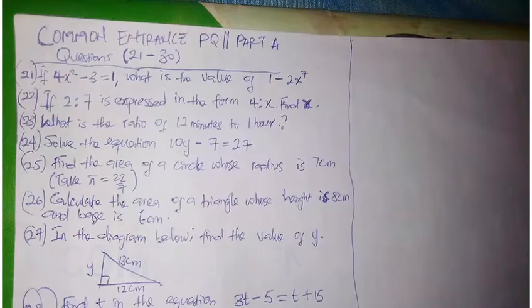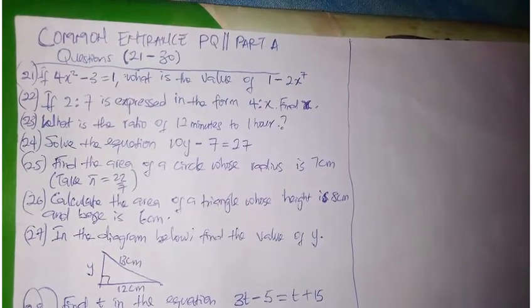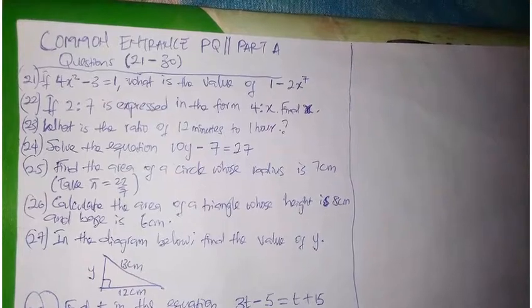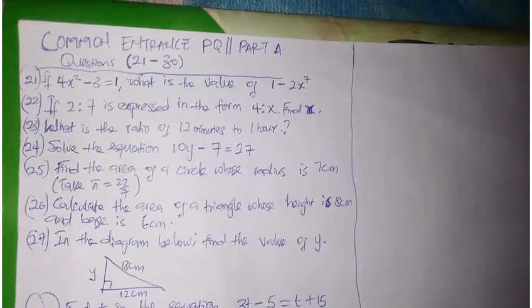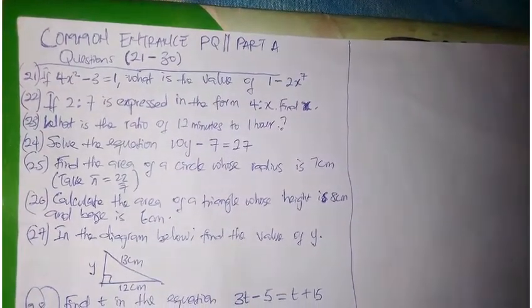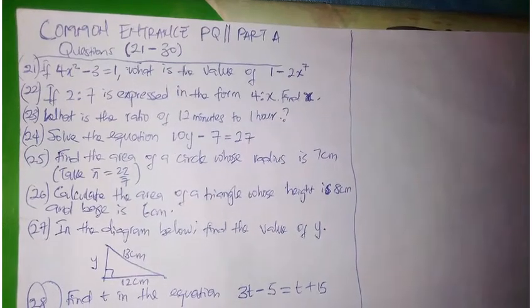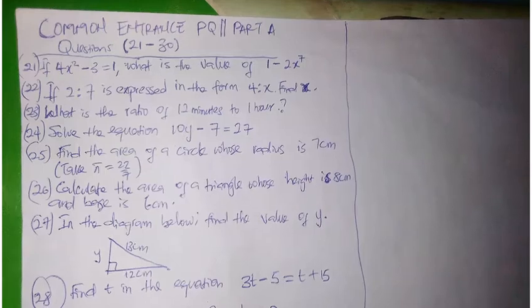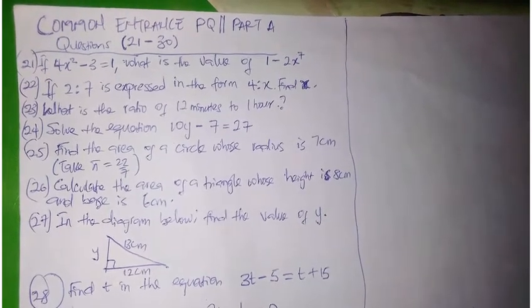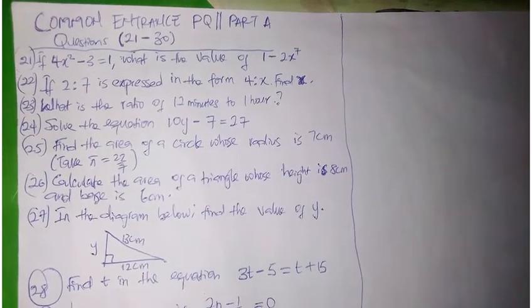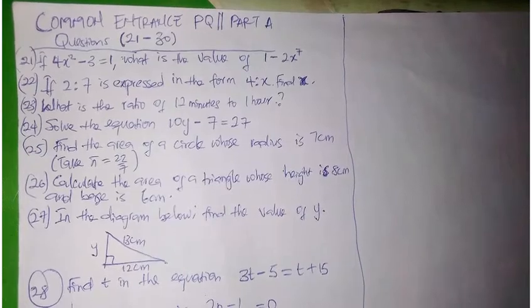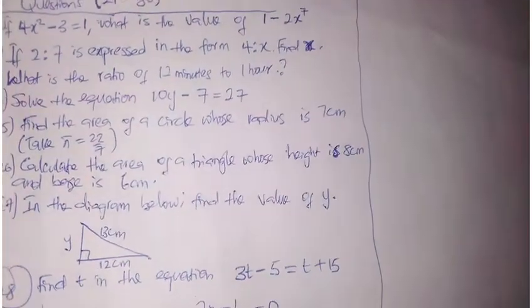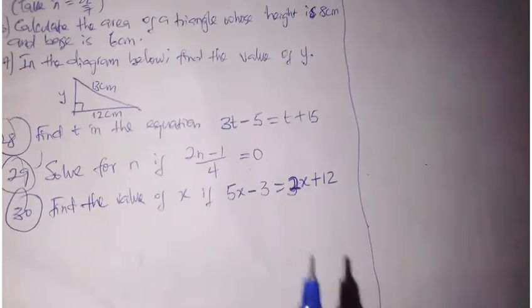Question 21 says, if 4x squared minus 3 equals 1, what is the value of 1 minus 2x raised to power 7? Now, this question looks more than what primary 5 students should be able to solve. So if you are in JSS 1 down to SS, you can attempt it, especially those in JSS 1 to JSS 3. If 4x squared minus 3 equals 1, find the value of 1 minus 2x raised to power 7. Solution.